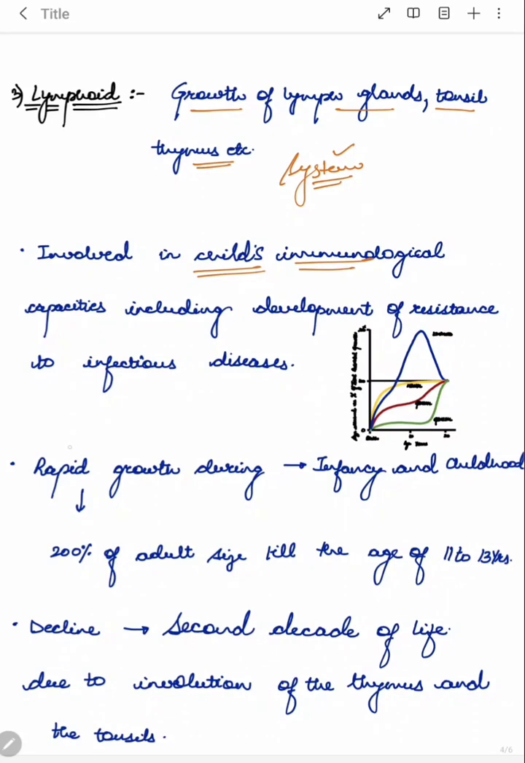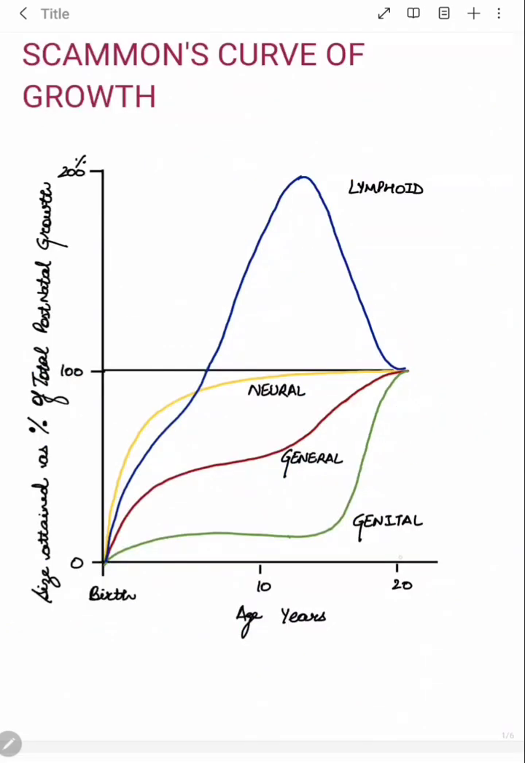Initially, from birth till the age of 11 to 13 years, there is a rapid growth of the lymphoid system, that is 200% of the adult size, and after that there is a decline in the second decade of life due to involution, or regression in the size of the thymus and the tonsils. So the last curve is the genital curve.